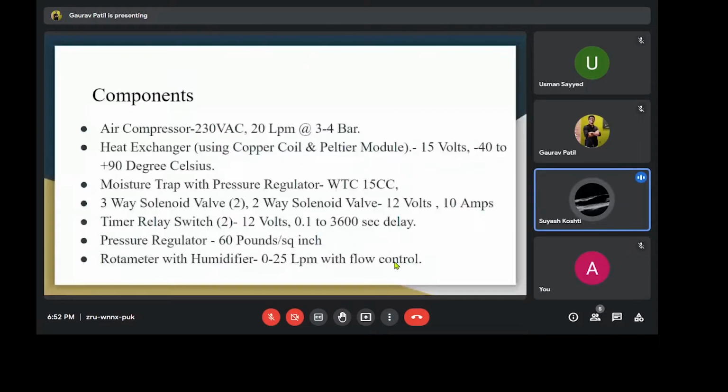Next we are using a timer relay. Solenoids are operated through the timer relay. Time delays are given to these relays, and according to them the output is generated. And the next is the rotameter and humidifier. The rotameter is used to check the flow of oxygen next to our columns, and the humidifier is used to humidify the dry oxygen. That's all. Over to you, Gaurav.